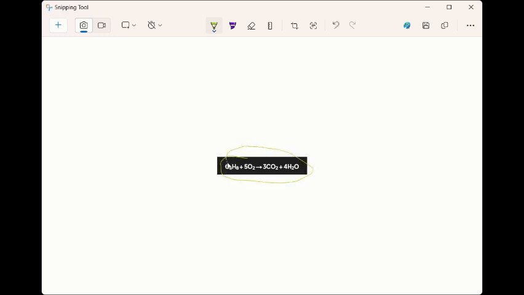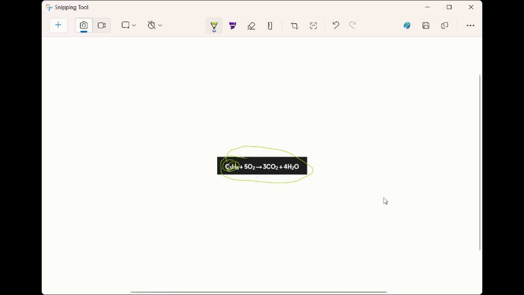So it's fuel plus oxygen makes carbon dioxide and water. In this case, we're using C3H8. This is propane, but again, it doesn't really matter. Any hydrocarbon will work. If you react it with oxygen, it makes carbon dioxide and water. This is known as combustion, and it's how you produce energy using a fuel.